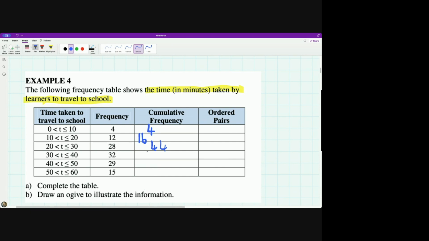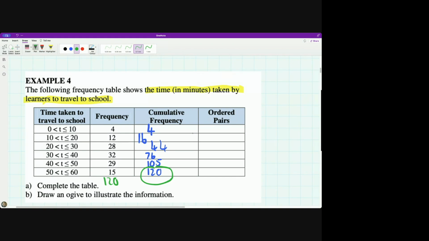It feels like we're just adding these up. Maybe you can help me. What's next? 32. Did you get 76? And then did you get 105? And then 120. And so that means that we have 120 students who are included in our data set. And if we added up the frequency column, we would get 120 as well.